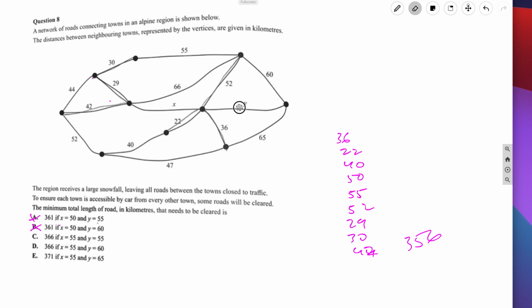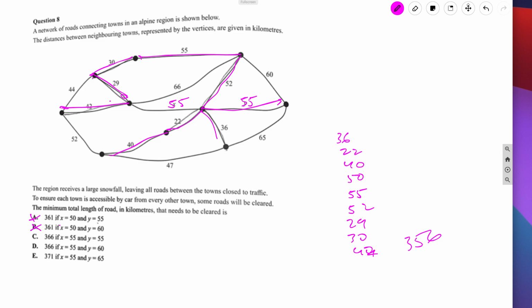So if I change this now, 55 and 55. Okay, so start again. So 22, 36, 40. Shortest now is 52. That looks like it's changing things a little bit. Then the next shortest is going to be a 55 here, and then a 55 up here, and then a 30, a 29, and a 42. And now we've connected everything.